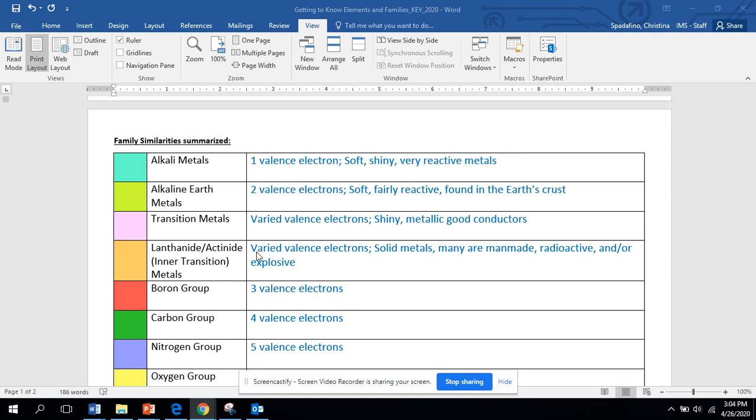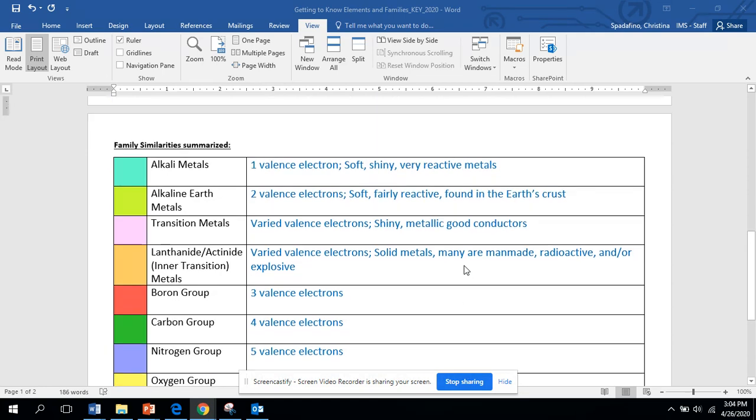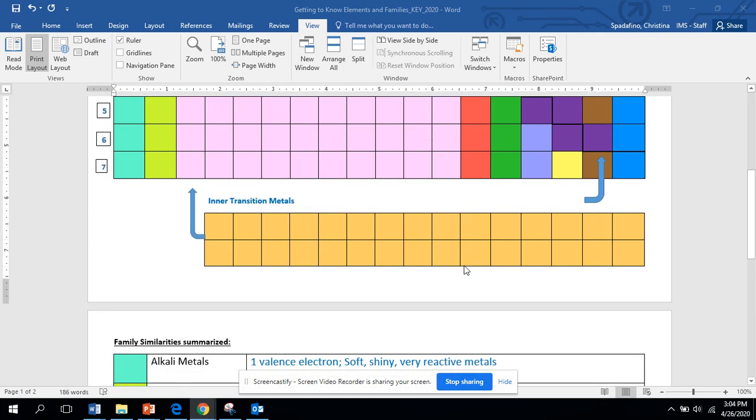So again, we've got varied valence electrons here, same as in the transition metals. That's why we don't focus on them. Definitely not in 8th grade. Here we have solid metals. Many are man-made. They're radioactive and or they are explosive. No, I do not have any, so don't ask. So that is our periodic table, all nice and labeled and colored in.